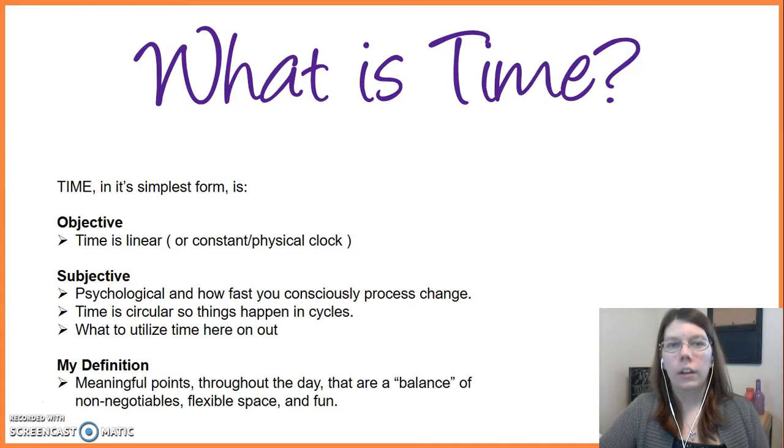So in its simplest form, time is both linear, which is pretty much your physical clock that tells you the time of the day, and it's also circular. Everything happens in cycles, like the phases of the moon or seasons, and psychologically it shows you how fast a process of change is, like seeing a child grow up.